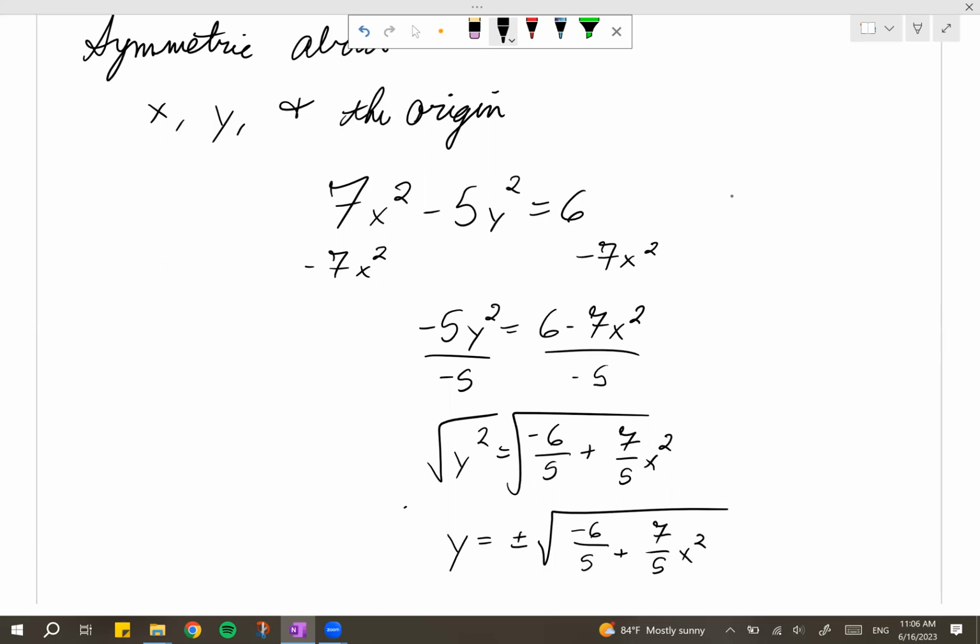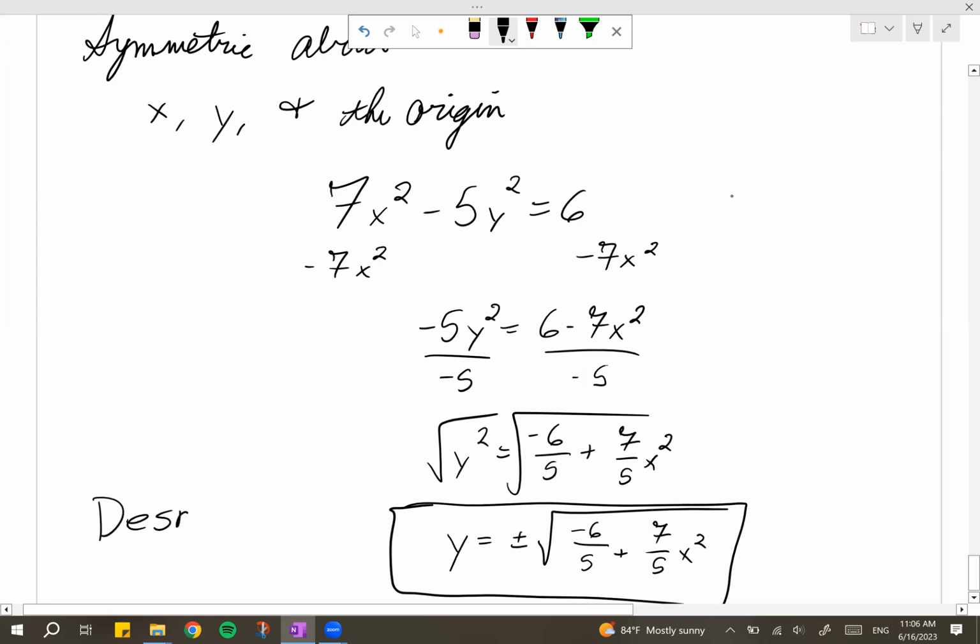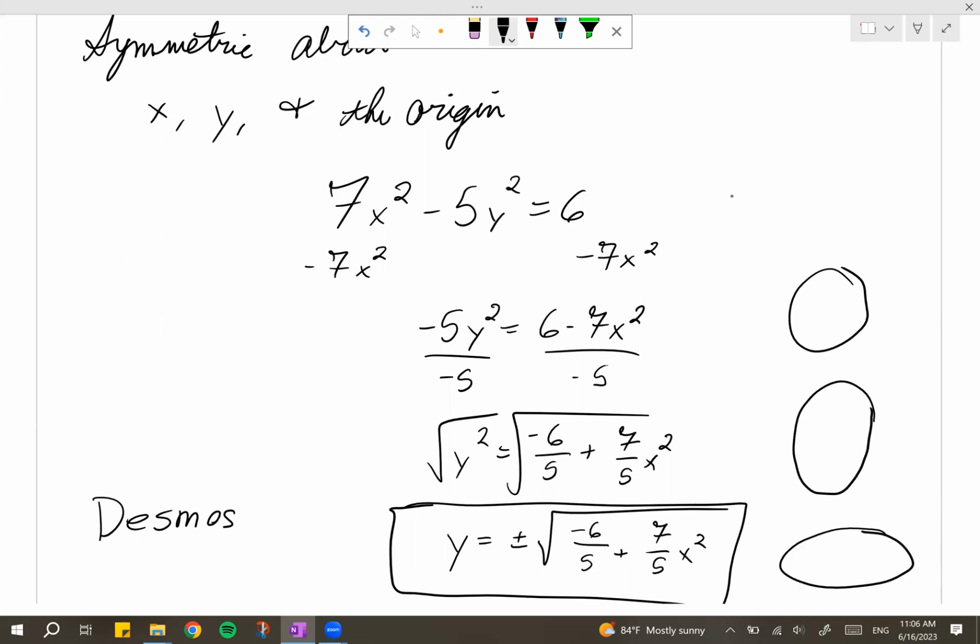And if you plugged this into Desmos, you'd have to do the positive square root and hit enter and do the negative square root. And you should get something that looks kind of like an ellipse or a circle or a longer oval like this. It would look something like this.